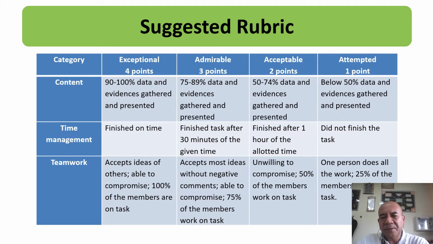So they don't depend on other people or other students. So they will get 4 points. They will get 3 points if they accept most ideas without negative comments, able to compromise. 75% of the members work on task. And for 2 points, the group is unwilling to compromise. 50% of the members work on task. And if they attempted, only 1 point because there's only one person doing all the work. 25% of the members are doing the task. Okay, let's proceed.